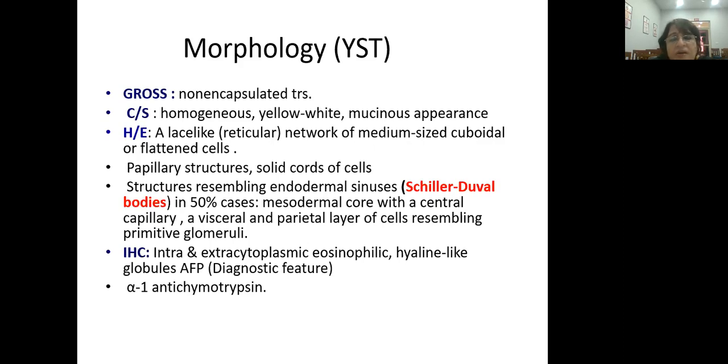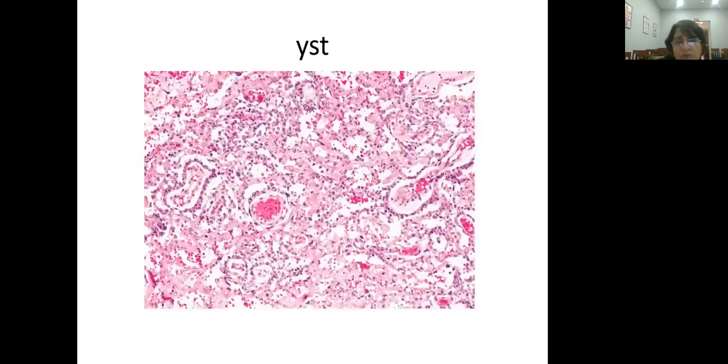We studied yolk sac tumor in detail yesterday in cases of the ovarian tumor. Just remember that these tumors produce alpha-fetoprotein, and on microscopy they contain a primitive glomerulus-like structure which is known as the Schiller-Duval body.